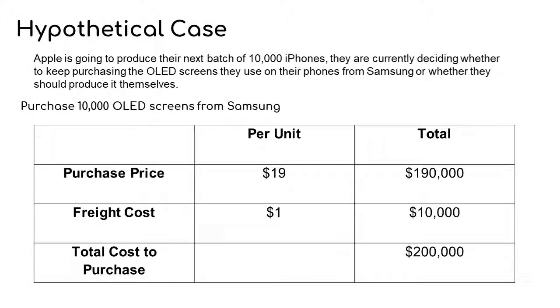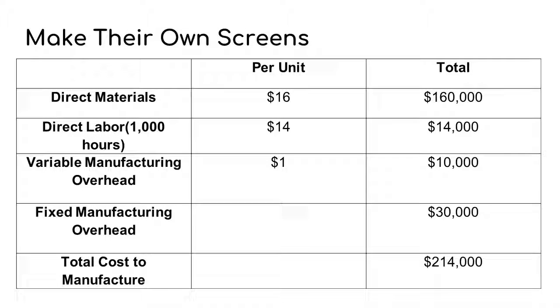Hypothetical case. Apple is going to produce their next batch of 10,000 iPhones. They're currently deciding whether to keep purchasing the OLED screens they use on their iPhones from Samsung or whether they should produce them themselves. This is how much Apple would pay Samsung to purchase the 10,000 screens needed. The manager decides to estimate how much it would cost them to produce the screens instead, and this is what the manager came up with.